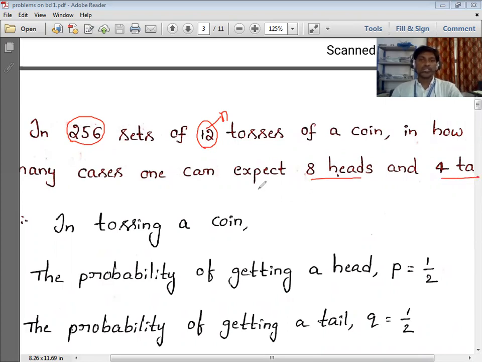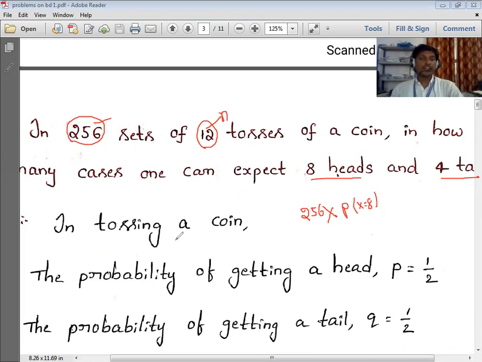Here they are not asking for the probability; they are asking in how many out of 256 sets we can get 8 heads and 4 tails. It means what we have to calculate is total 256 into P of x is equal to 8, or x is equal to 4. Okay, 8 heads and 4 tails. This one we have to find.